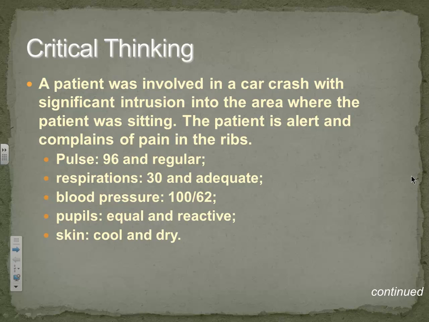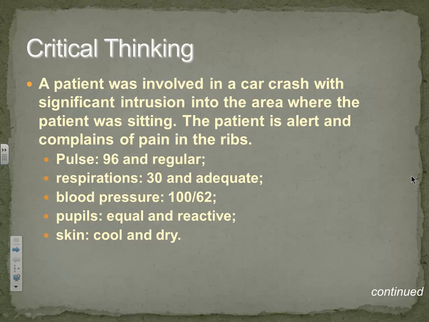Okay. A patient was involved in a car crash with significant intrusion into the area where the patient was sitting. Remember we talked about that? If there's compartment intrusion, usually of 12 inches or more, you're looking at some serious intrusion. The patient is alert and complains of pain in the ribs. The pulse is 96 and regular. Is that within normal limits? Yes. Respiration's 30 and adequate.